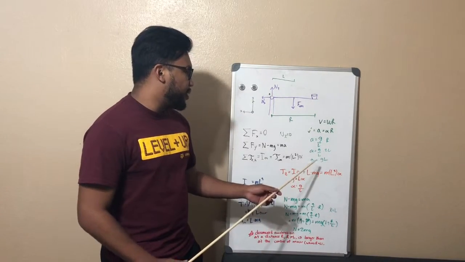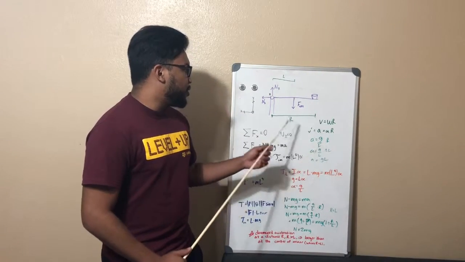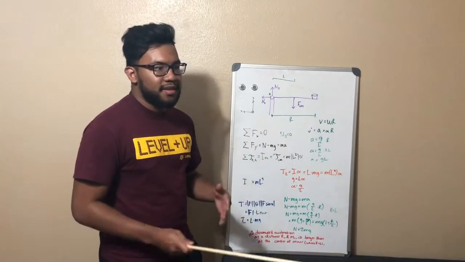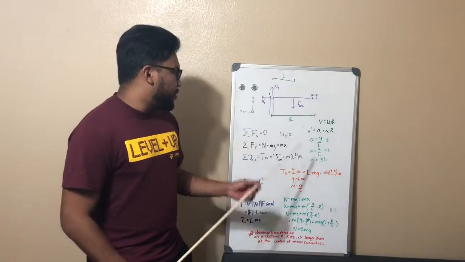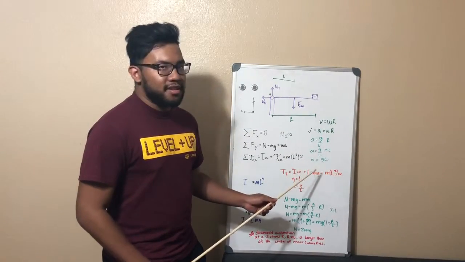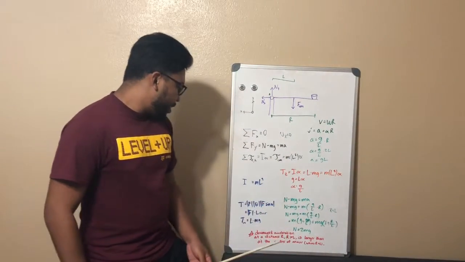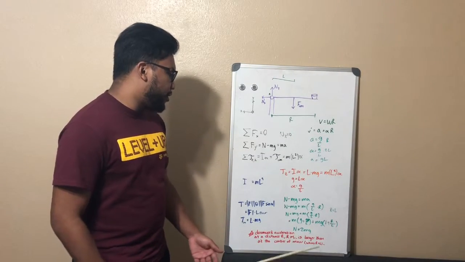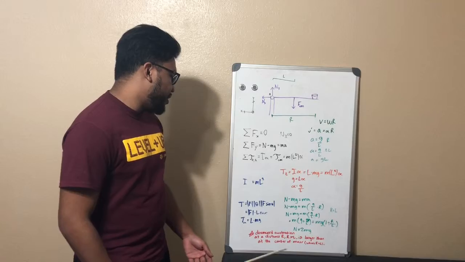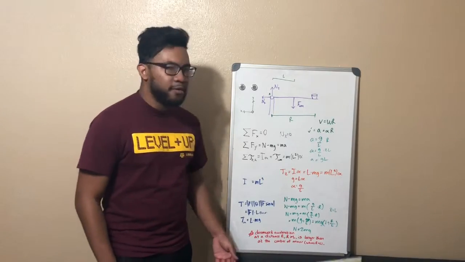But in the second one, the r is equal to 2L because the center of mass is in the center. And so it's double the length. And so solving for that, we found that the acceleration is equal to g times L. And so the downward acceleration at a distance r, for r greater than L, is larger than the acceleration at the center of mass, where r is equal to L.